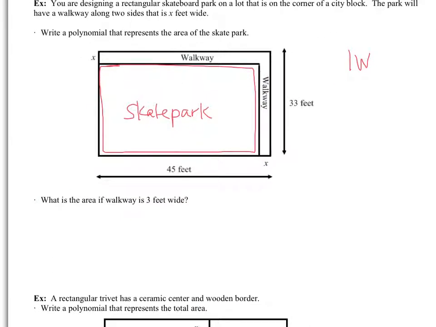The problem is, I know that from here all the way across is 45. That's the width of the entire thing, including the walkway. And from here to here is 33. So that's that distance, including the walkway. So this red distance right here isn't quite 45. It's this 45, but if you cut out that x. So the length would be 45 minus x. And on this side, it's not the whole 33. It's 33 minus that x.